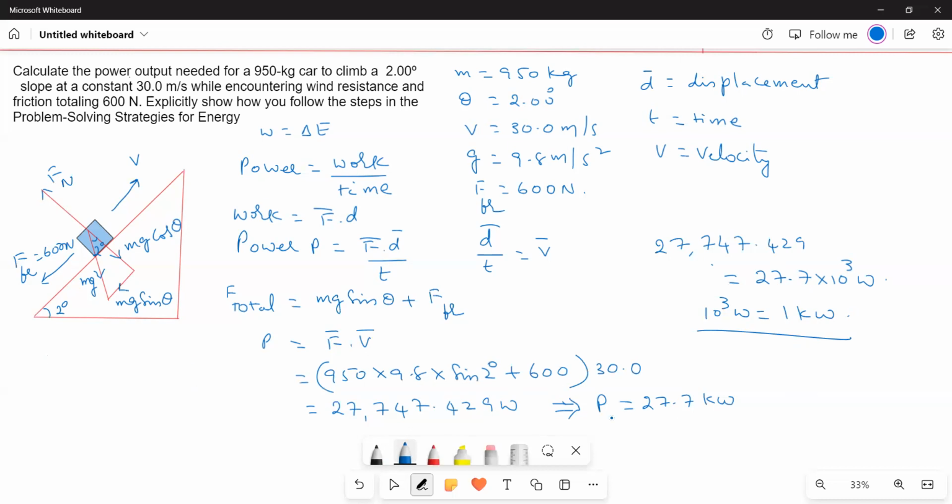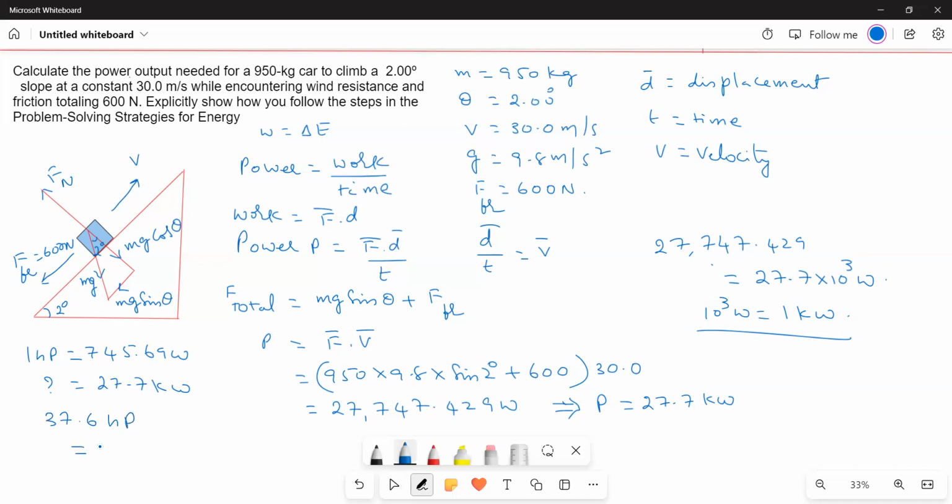And it is always better to convert the kilowatts into horsepower, because he is talking about the car. We know 1 horsepower is equal to 745.69 watts. Okay, so what about this one, 27.7 kilowatts? How much horsepower is it? Let us calculate. This will give us 36.7 horsepower.